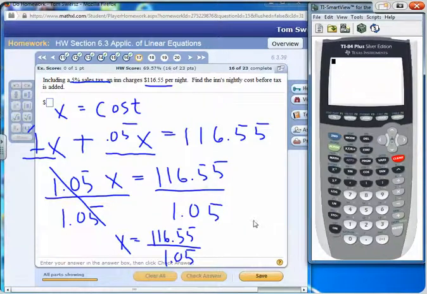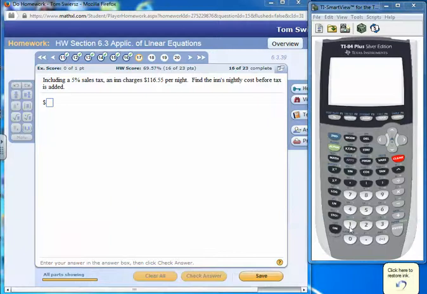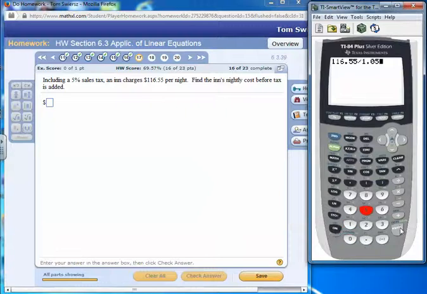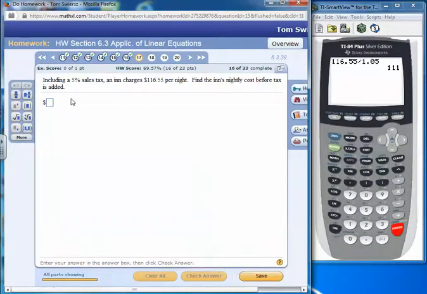So we'll do that on our calculator. 116.55 divided by 1.05, and we get the cost as $111 before the sales tax. Exactly 111, so you don't need to put in decimals, and there's your answer.